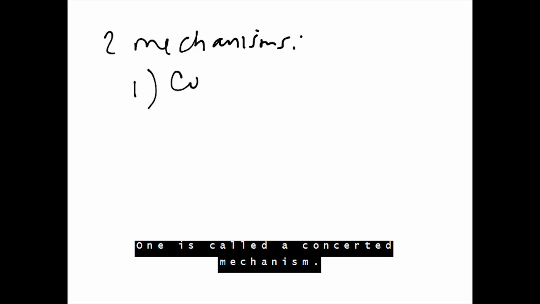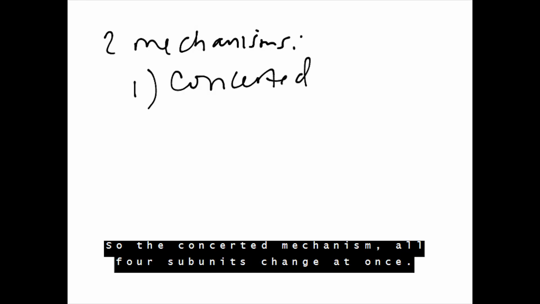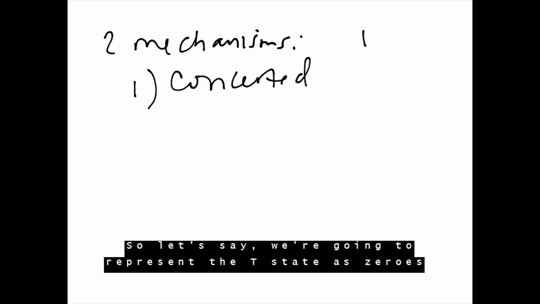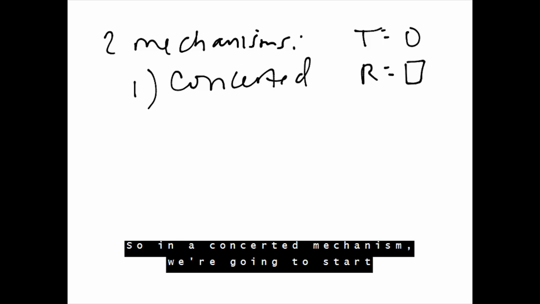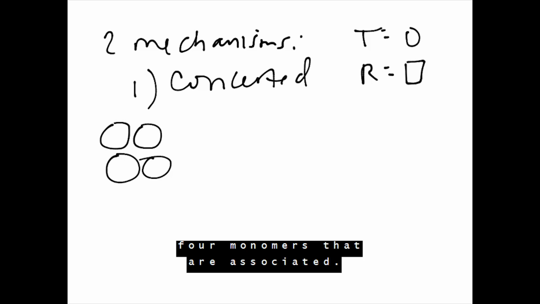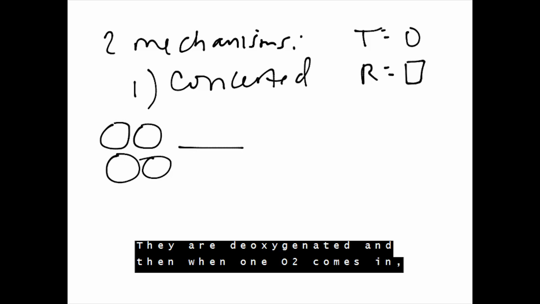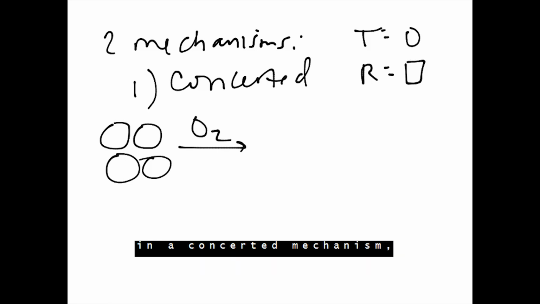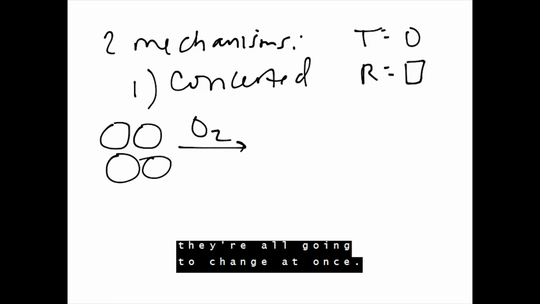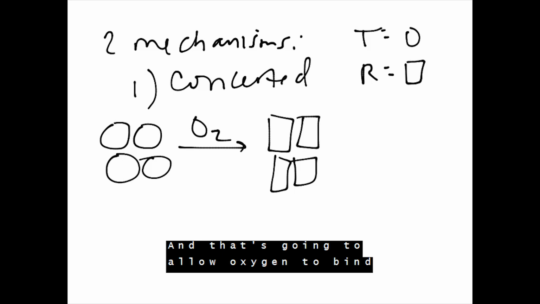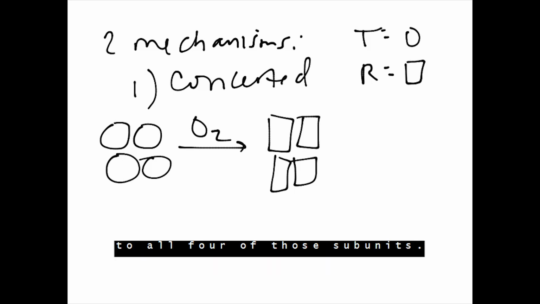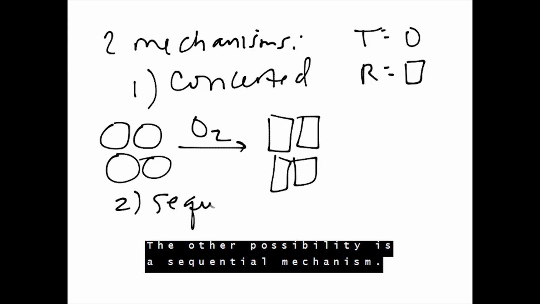One is called a concerted mechanism. In the concerted mechanism, all four subunits change at once. So let's say we're going to represent the T state as circles and the R state as squares. In a concerted mechanism, we're going to start with four monomers that are associated. They are deoxygenated. And then when one O2 comes in, in a concerted mechanism, they're all going to change at once. So now we have four squares. And that's going to allow oxygens to bind to all four of those subunits.